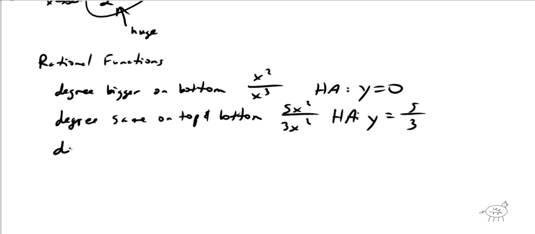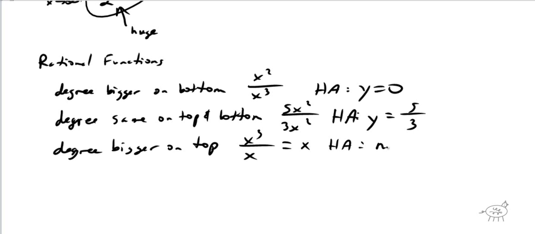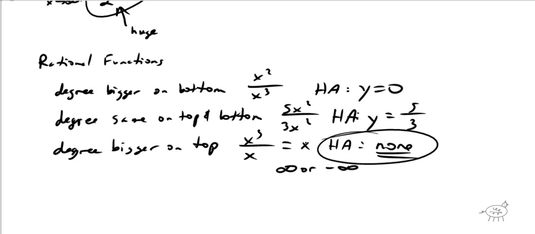Okay? And then if the degree is bigger on top, like x cubed over x, then if I do the limit, well, if I simplify it, it's just x, right? And there is no horizontal asymptote because it's oblique. There's nothing horizontal about it. It's going to go up at an angle here, right, with a slope. And so if the degree is bigger on top, the limit's going to go to infinity or negative infinity. And again, there's no horizontal asymptote. Okay? So just kind of a quick review. And that's it. Limits to infinity.